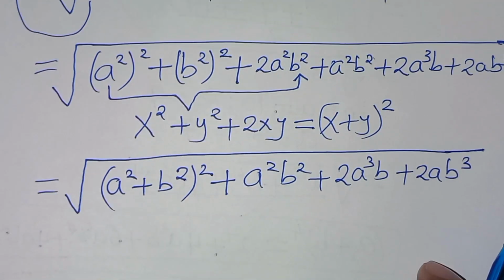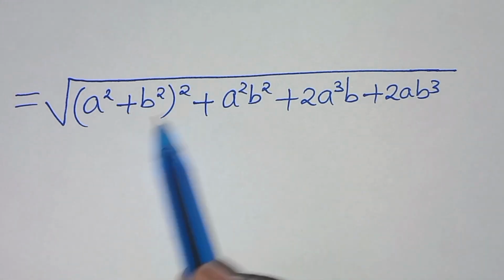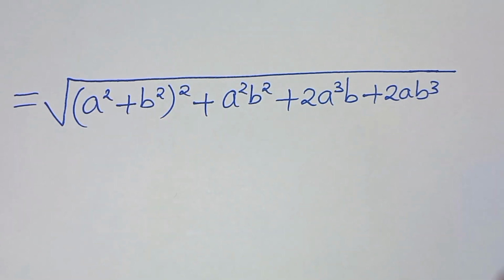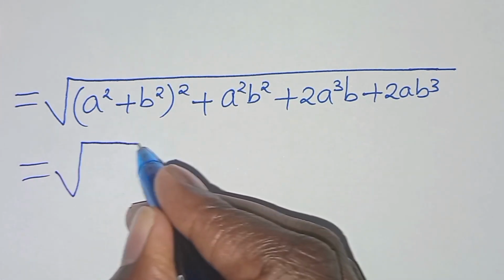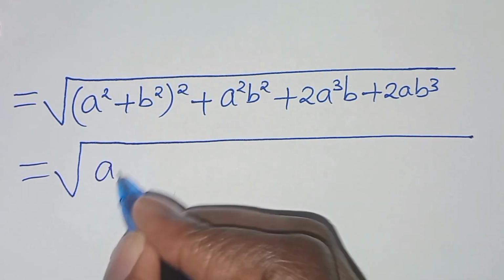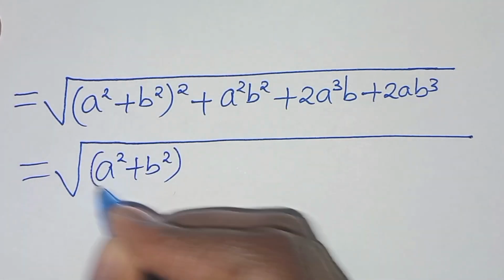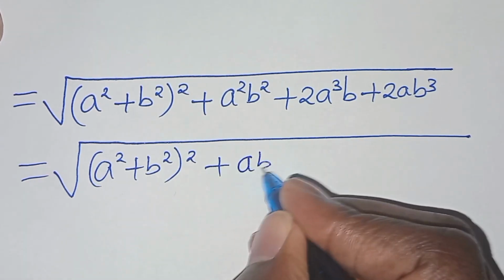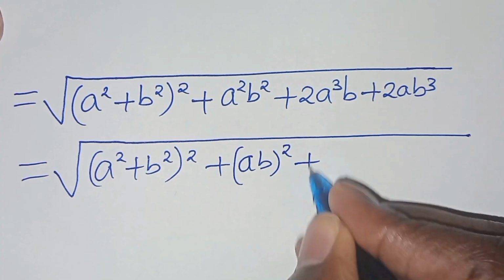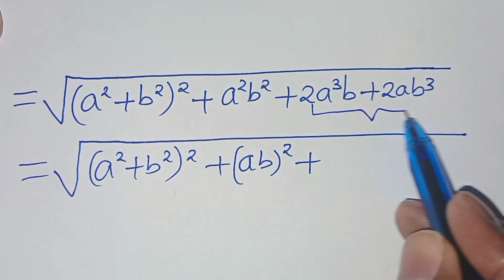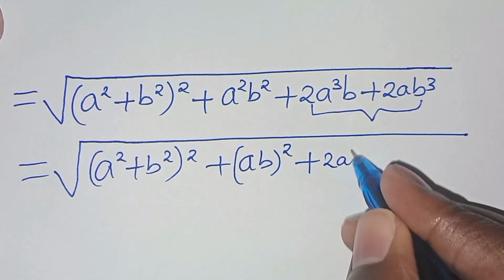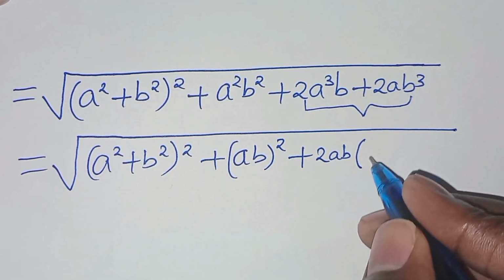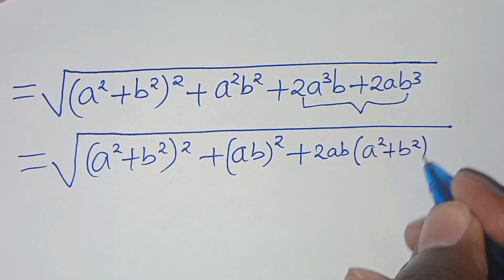So let's proceed from here. So here we have the square root of a squared plus b squared, all squared, plus a squared b squared plus 2a cubed b plus 2ab to power 3. We can write this as a squared plus b squared squared, then plus a squared b squared, which can be expressed as ab squared, then plus, from this part we find that 2ab is common, so we can factor out 2ab, so that now this is the same thing as a squared plus b squared.